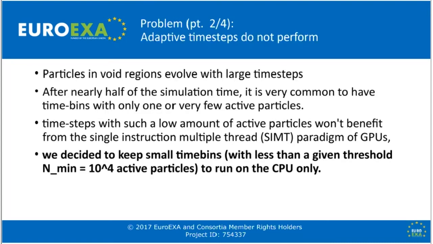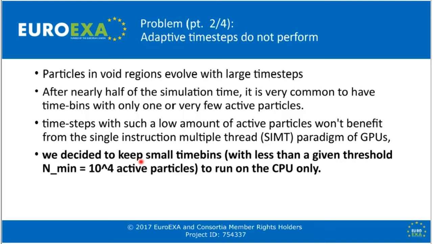So adaptive time steps won't perform well on the GPU. You may have maybe 10-ish active particles in the simulation with maybe 10 to the 7 total particles. To solve this problem, we decided that small time bins, so time bins where we have only a very small number of active particles, we will run on the CPU.